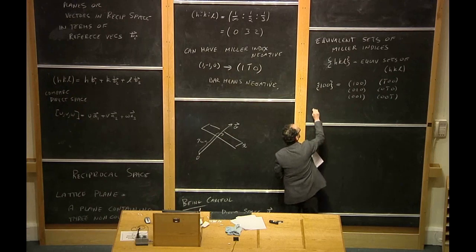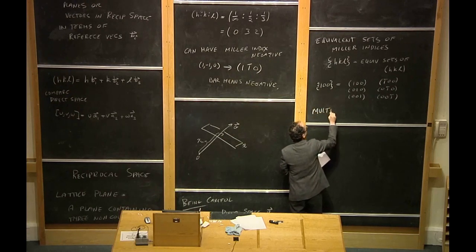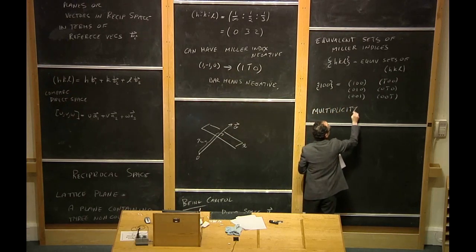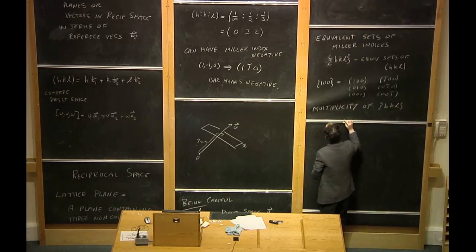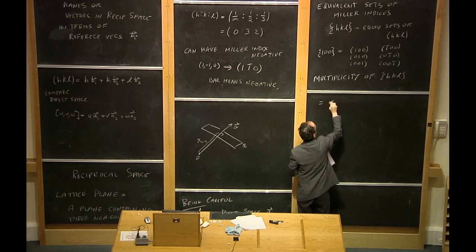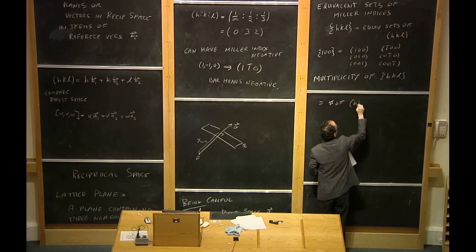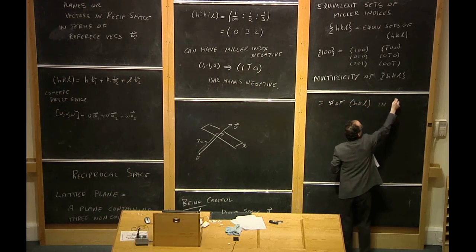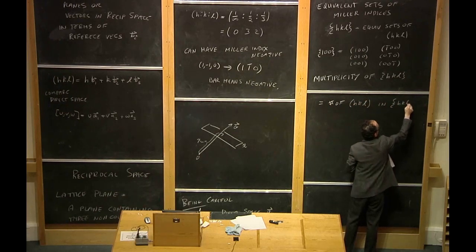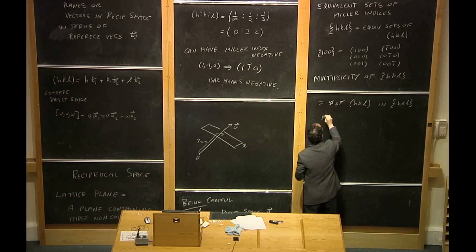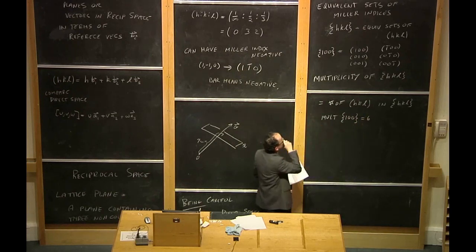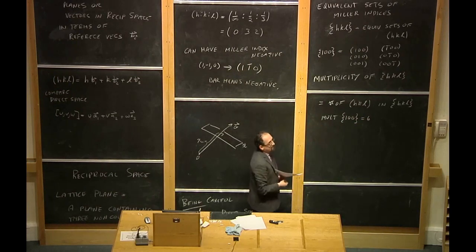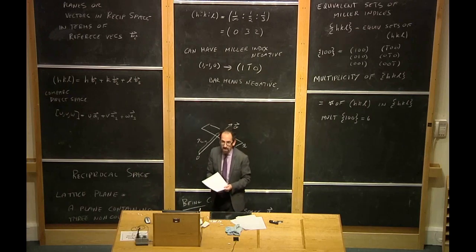We also have what's known as the multiplicity of {HKL}, which equals the number of (HKL) in curly bracket {HKL}. So in this case, the multiplicity of {1, 0, 0} is 6, because it includes all those 6 different sets of Miller indices that I wrote down. Okay?